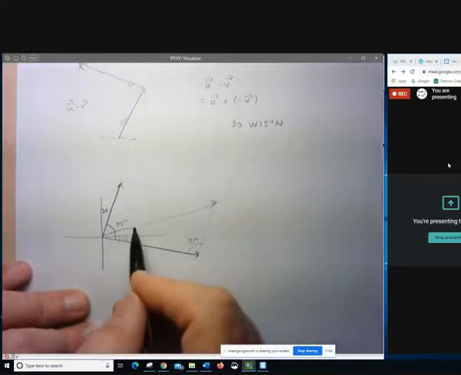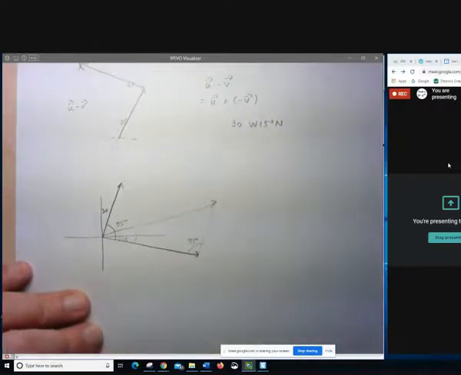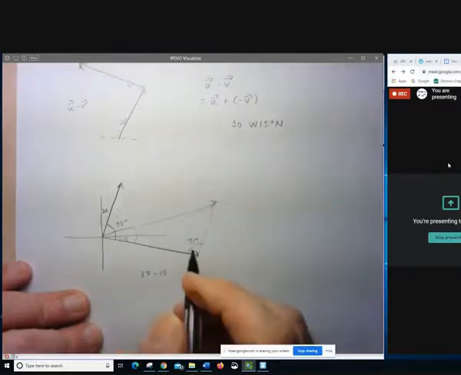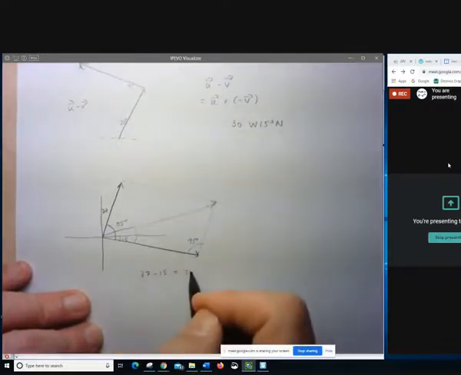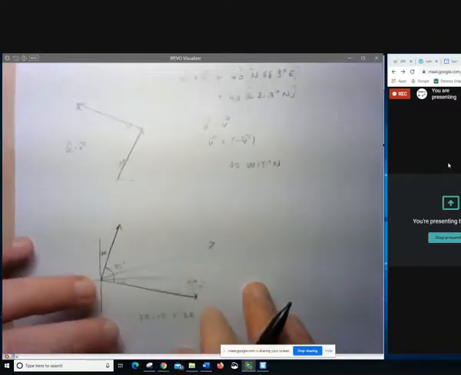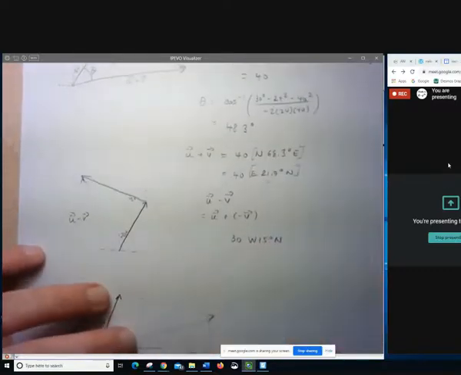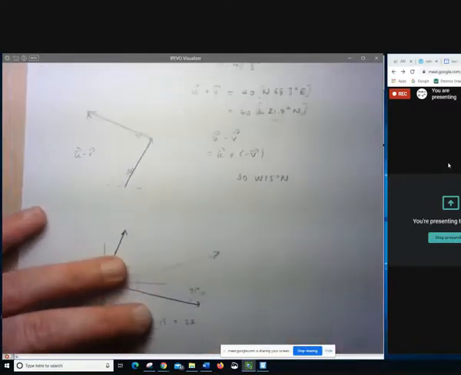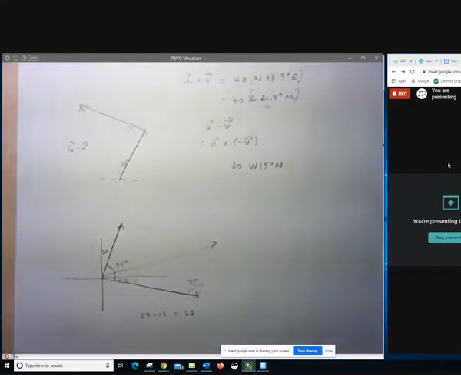What angle did you find? I'm assuming you found that angle there. And what did you get for that angle? I got 37. So 37 minus 15 is equal to 22. Which is very close to that angle there. There you go. Yeah, so you got the right answer. Sounds like you did it right.